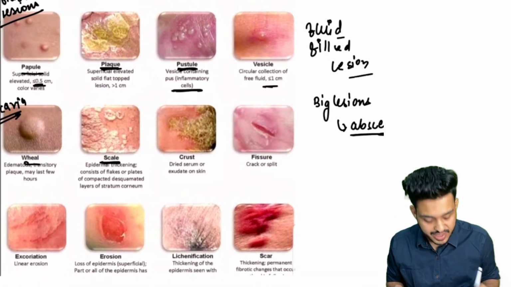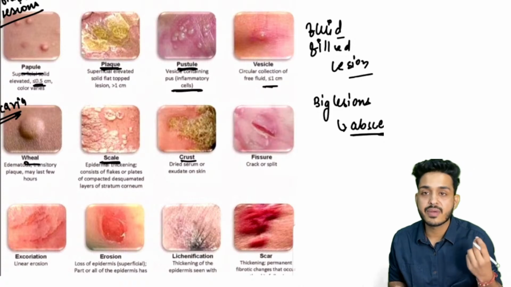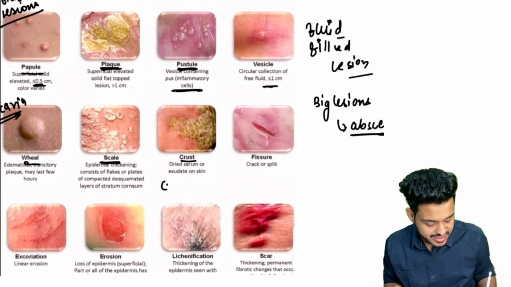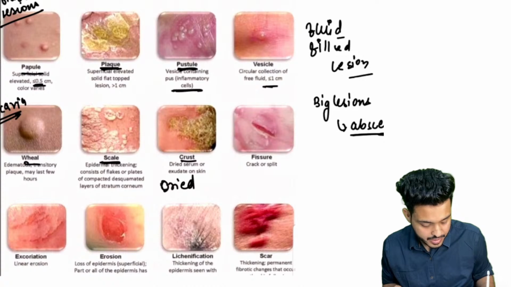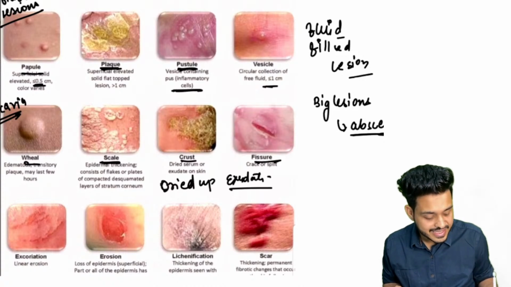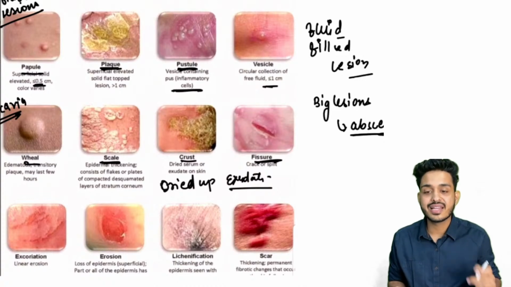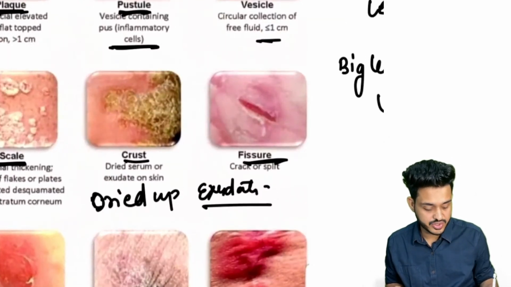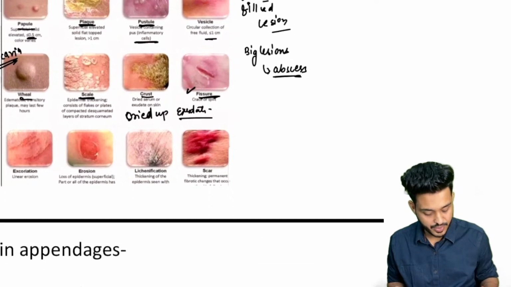Okay, next one is your crust. Crust is basically dried up exudate. What is a crust? Crust is nothing but dried up exudate. Okay, if there is a single linear split, then we call it a fissure. This is your fissure.